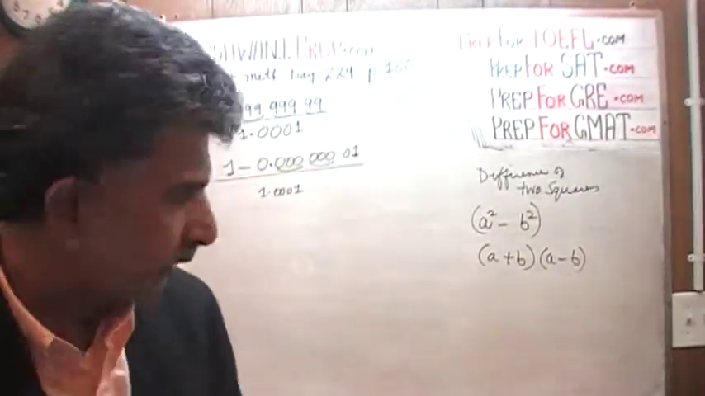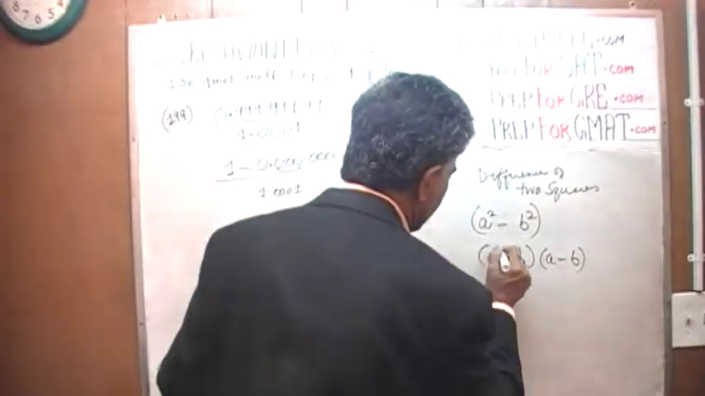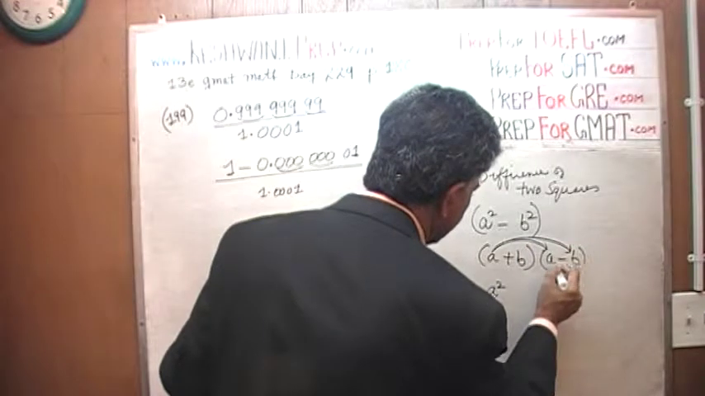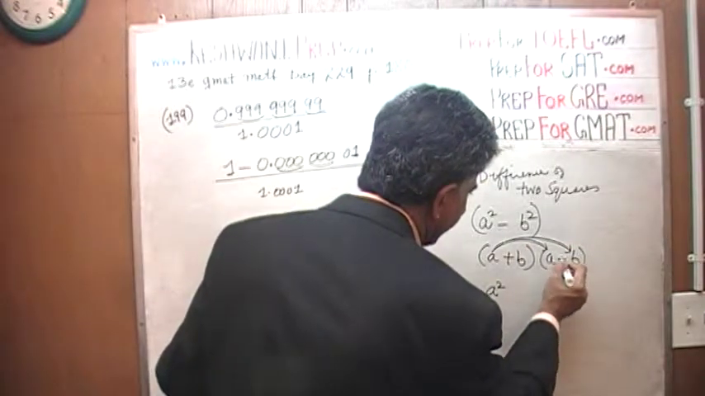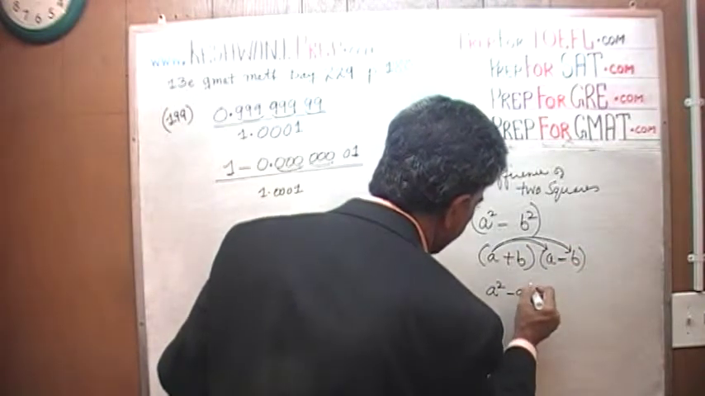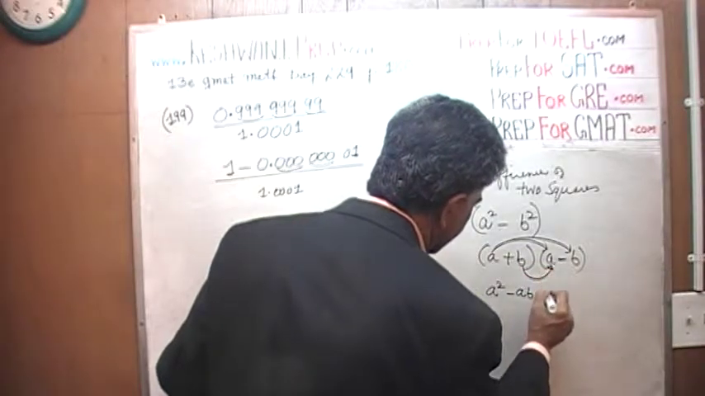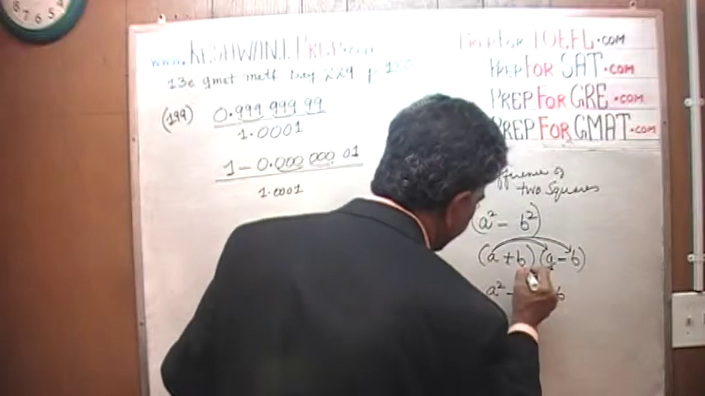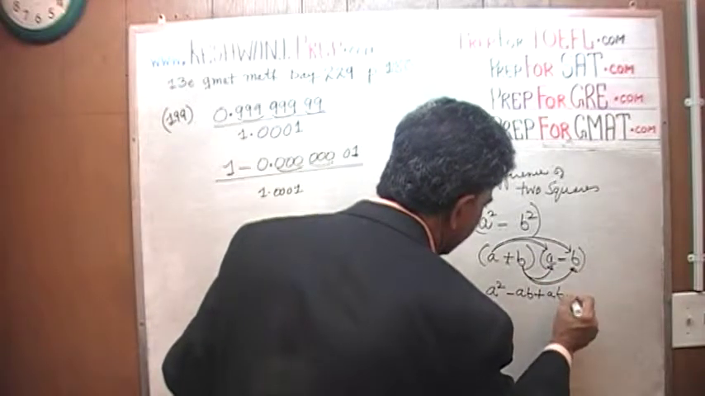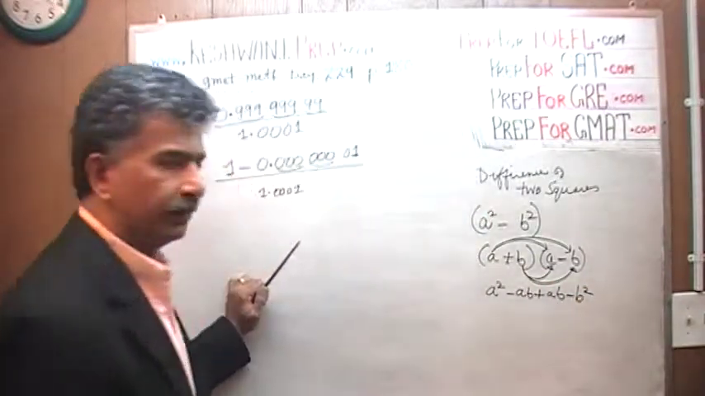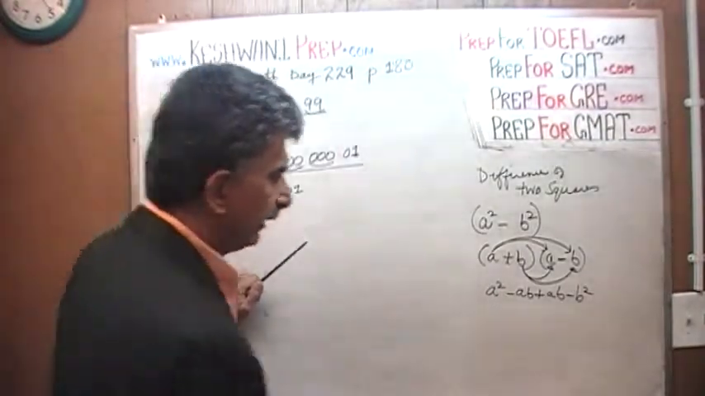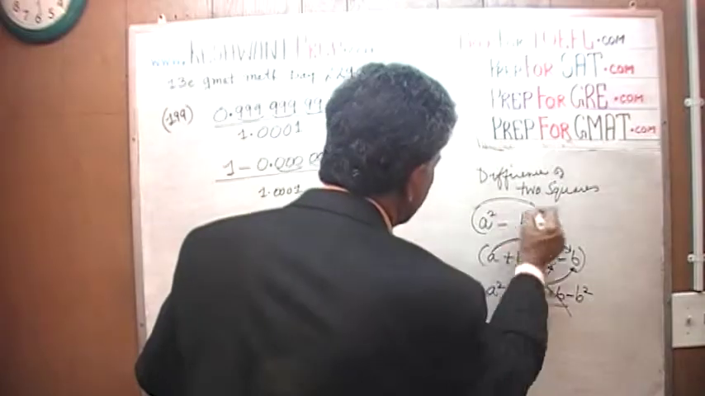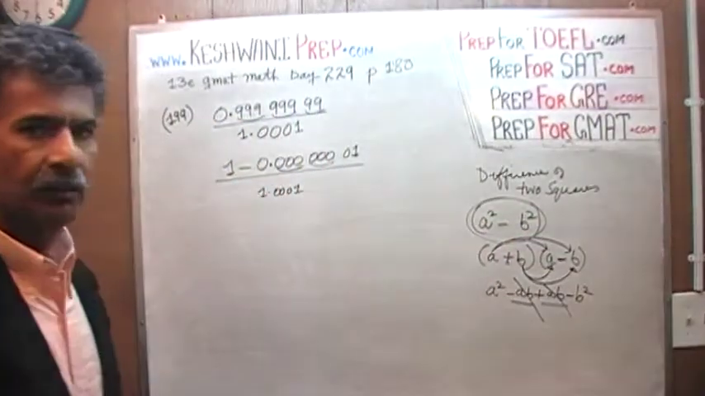If you were to open it, a times a is a squared, a times b is ab, but here we have a negative sign, so it's negative ab. Here we have b times a, which is the same as a times b, with a positive sign, positive ab. And finally b times negative b gives us negative b squared. Positive ab and negative ab cancel out, and we end up with a squared minus b squared. It is called difference of two squares.